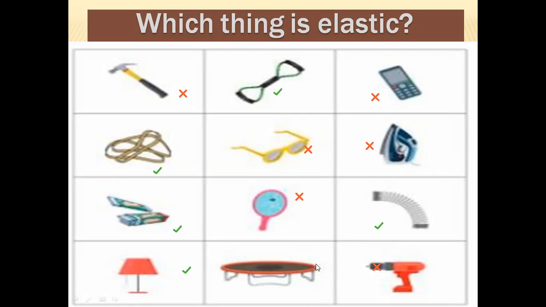And the last, trampoline. You can see in the parks and some of the houses, they also have this trampoline in their house. So when we jump on the trampoline, what happens? We can go up and we can bounce back. So we can say that trampoline is also an elastic material. It has elasticity. Whereas phone, hammer, iron, and the drilling machine are not elastic. It is hard. It cannot be stretched.